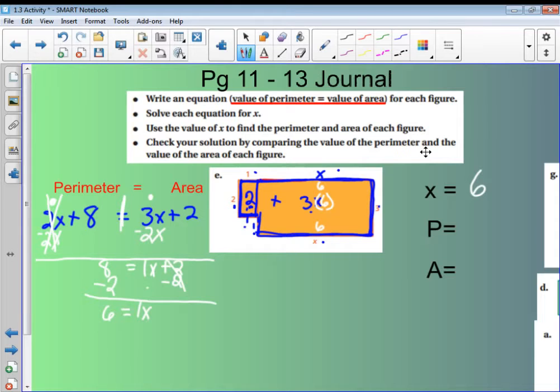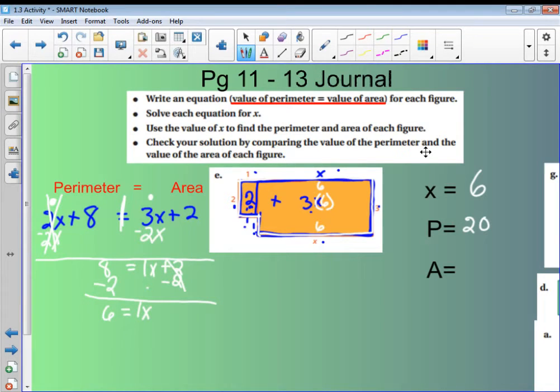Okay, so when we do perimeter, we're adding around the outside. So 6 plus 3 is 9, plus 6 is going to give me 15, 16, 17, 18, 19, 20. Now I like to go around like I did there, just so I don't accidentally miss a side. So I just found out that perimeter is 20. Hopefully I didn't mess something up there when I was adding in my head.